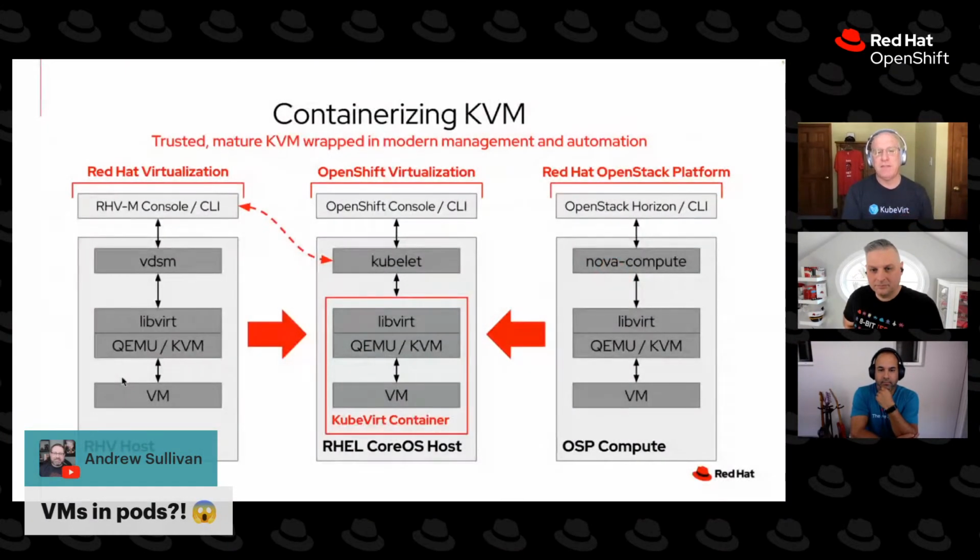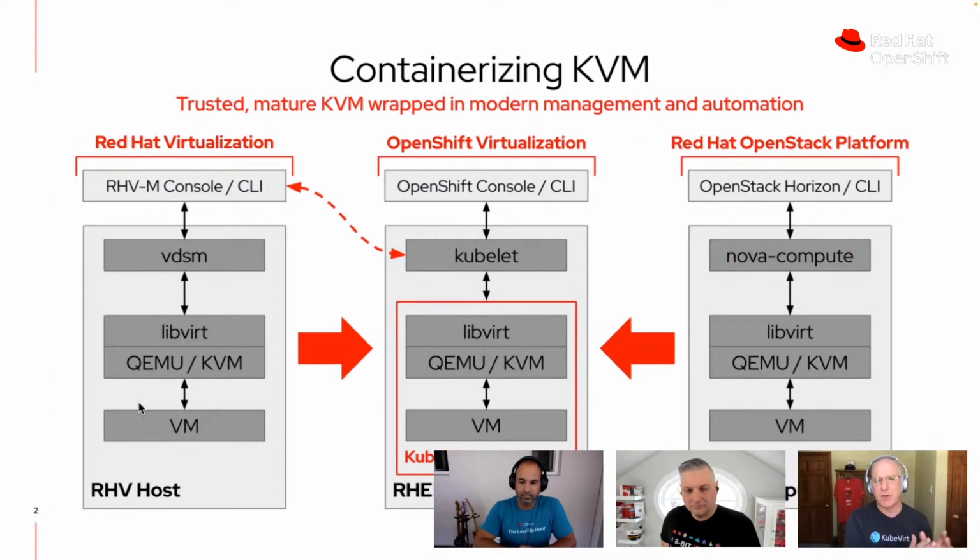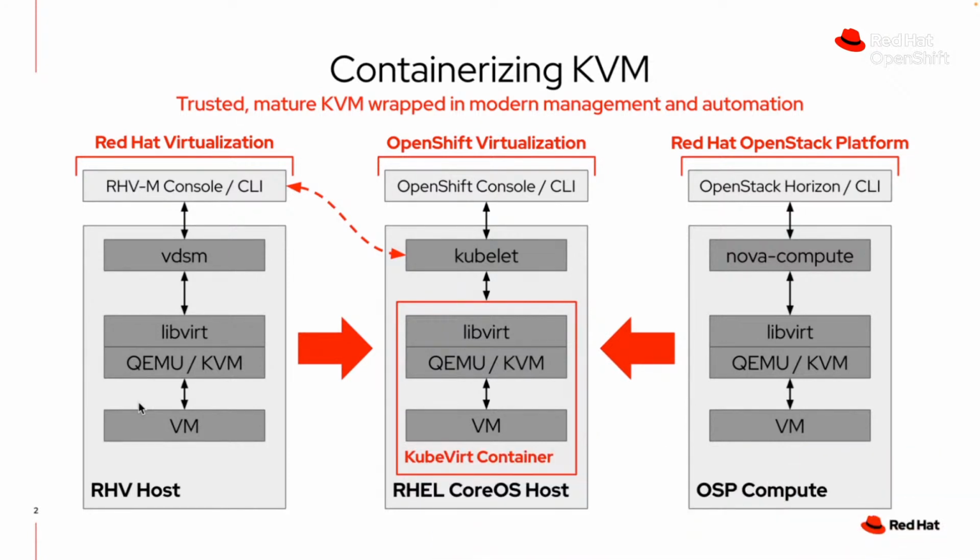And under the hood, if we could jump to, let's see, I think I've got a slide that shows this. If you could bring up the new graphic that talks about containerizing KVM. So what we've got here is three different Red Hat platforms. On the very left is Red Hat Virtualization, or RHV, that we all know and love, based on oVirt. And over on the right is OpenStack, which is a very popular platform for telco workloads and also service providers.